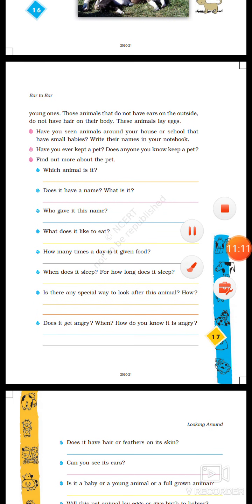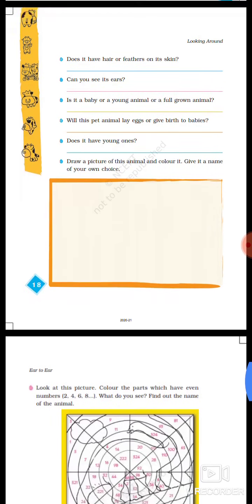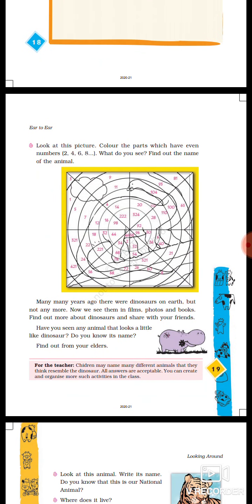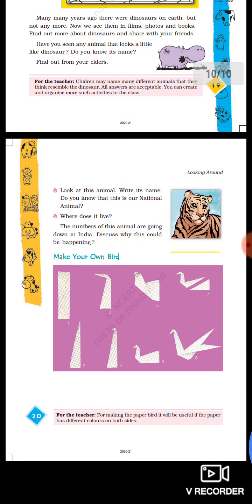Now students, let's see page number 19. Children, you have to do it by yourself. And see page number 20. Look at this animal. Write its name. Do you know that this is our national animal? Where does it live? Yes, it lives in the jungle.